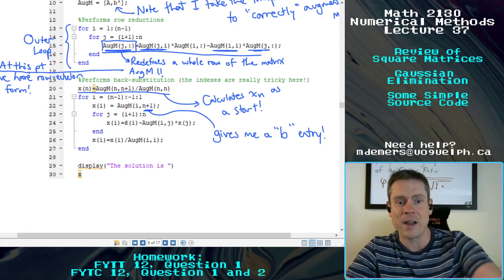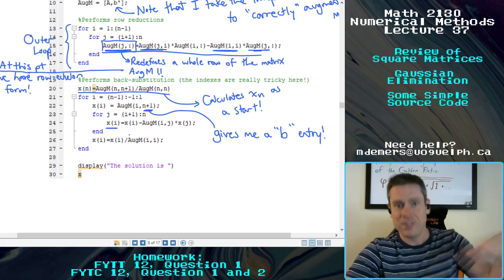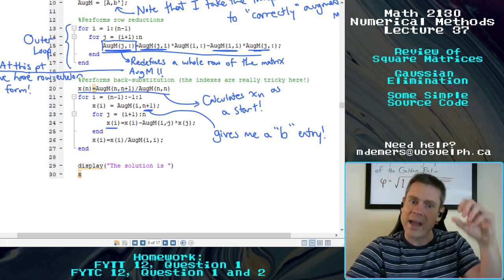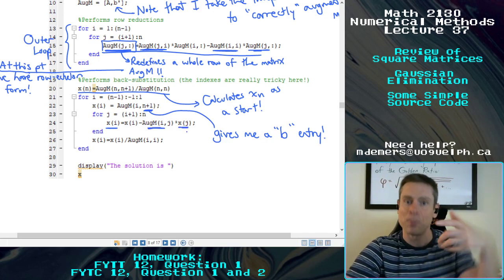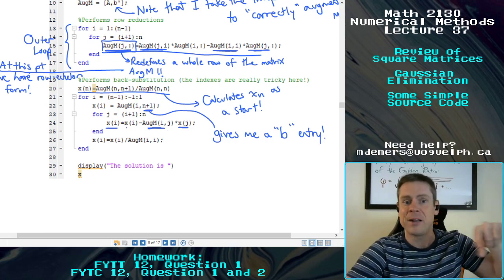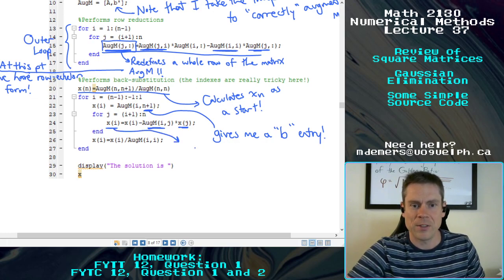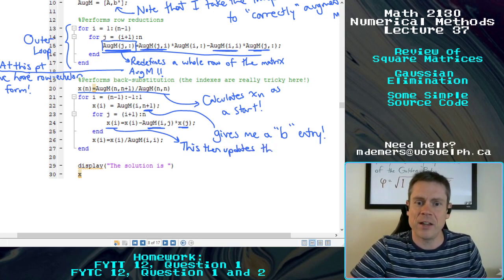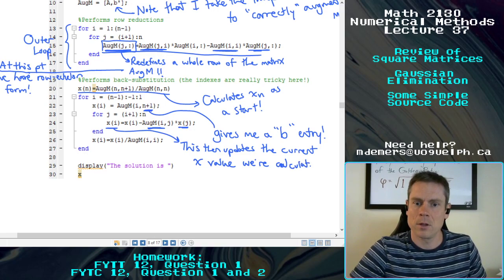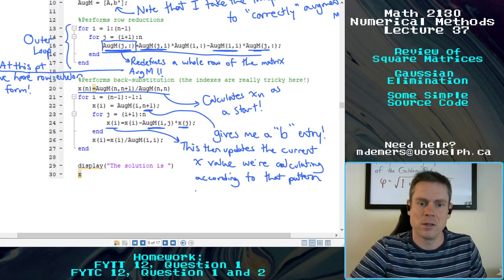It's building up the right value by continually updating the current x that we're on by those matrix values times the previous x values that we found, which is what is happening in this inner loop. So hopefully, this here then updates the x value, the current x value we're calculating according to that pattern on the last page.